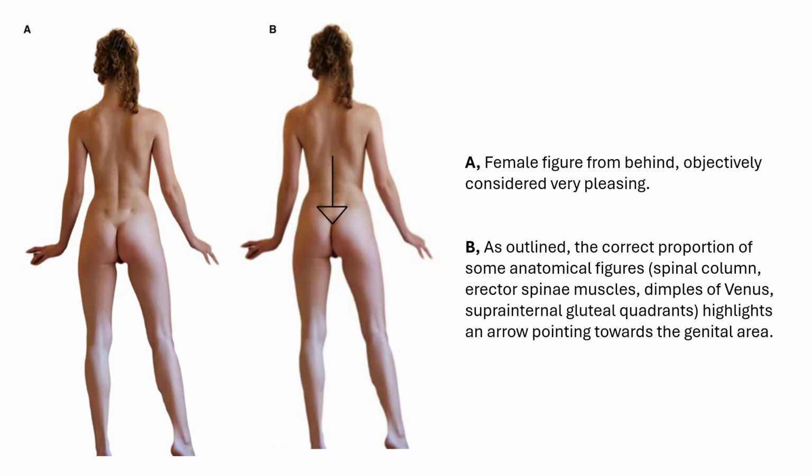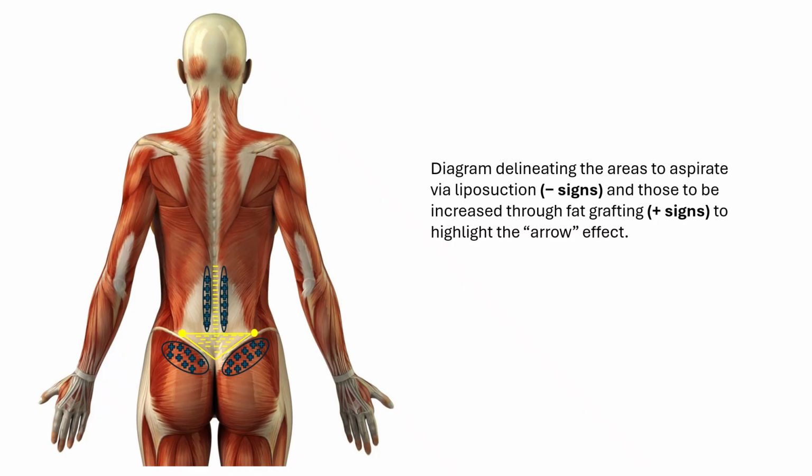It follows that to recreate or enhance this aero effect, the surgeon must follow determined, precise procedures. Liposuction of the sacral triangle, fat grafting of the upper gluteal quadrants, liposuction of the dimples of Venus and of the midline superficially to the spinal column, and fat grafting of the erector spinae muscles. Yellow marker, minus signs, liposuction; blue marker, plus signs, lipofilling.